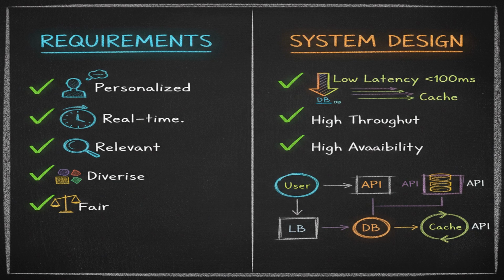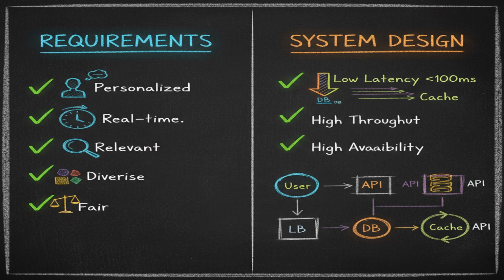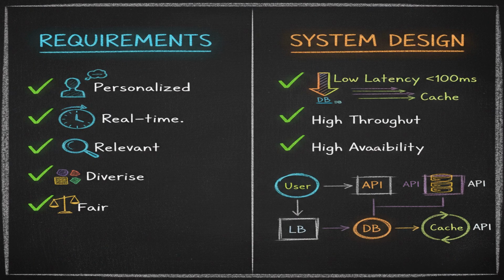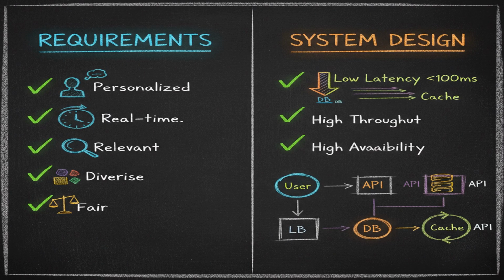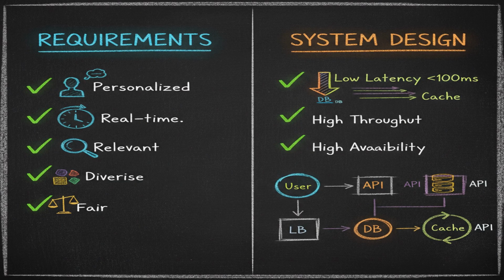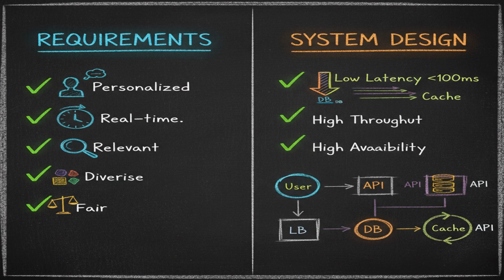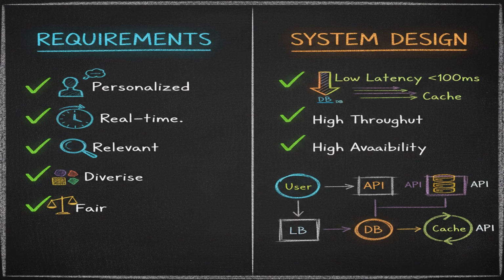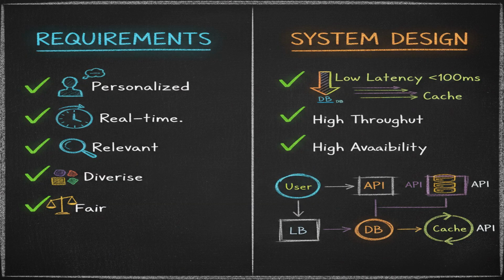We also need to consider diversity and fairness in our recommendations, ensuring users aren't stuck in a filter bubble or unfairly targeted. This is crucial for long-term user engagement. We need to handle millions of users and billions of items, which introduces significant scalability challenges.